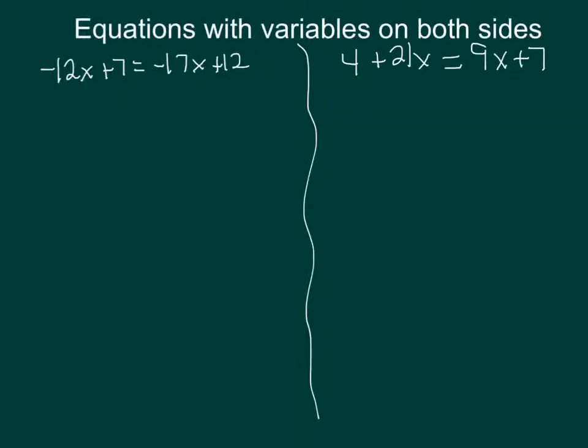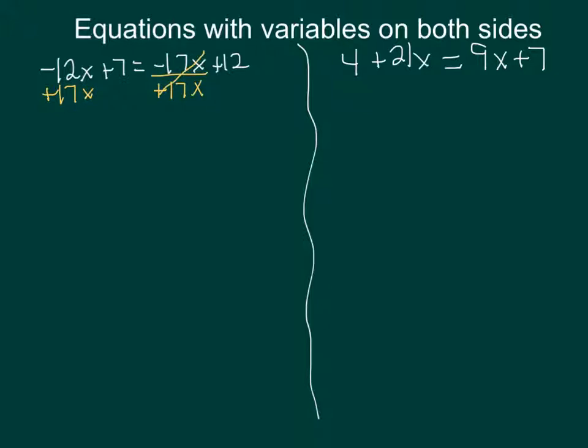Alright, when you have variables on both sides, we need to get them both on the same side before we can do inverse operations. So I like to move the smaller number, and that's just a preference. It really doesn't matter which one you move. So I'm going to move negative 17x by adding a positive 17x to each side. That will cause that to cancel.